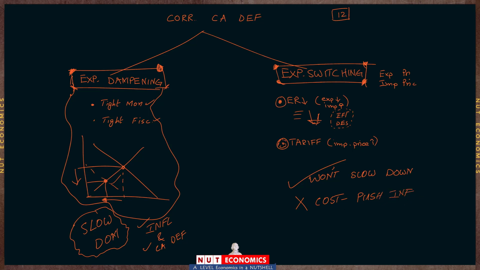So this question of whether to use switching or dampening to correct a current account deficit boils down to this. If your problem is inflation and a current account deficit, go for expenditure dampening. If inflation is not your problem and you can afford a little bit of inflation, then go for expenditure switching. Your economy will keep running. Yes, there will be a little inflation, but we are saying if to begin with inflation is not that big of an issue in your country, then don't slow down your economy. Tolerate a little inflation and go for expenditure switching.